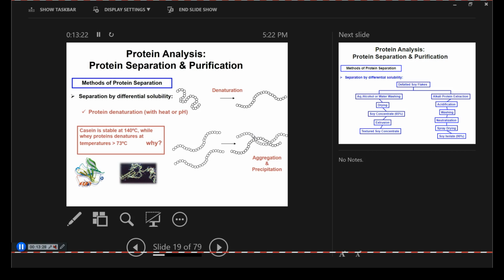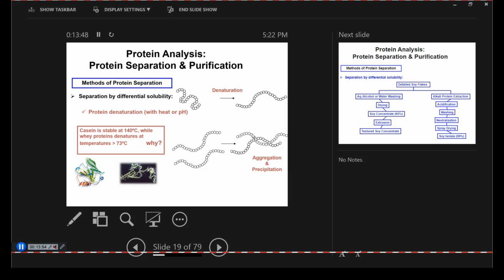Now, why is the casein more stable to heat than whey protein? If we look at the structure, anything that has a defined structure has a tendency to be deformed by heat. So whey protein has a defined secondary structure and has a globular tertiary structure.